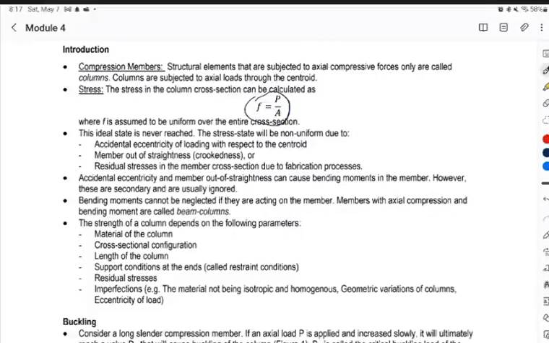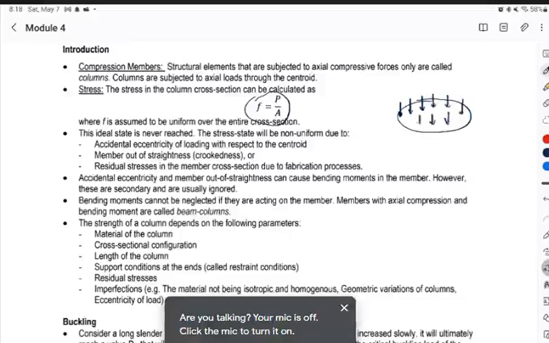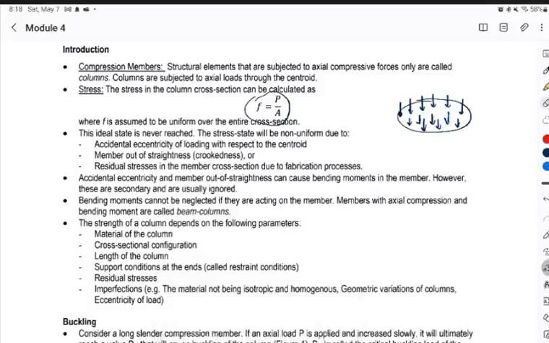Here, F is assumed to be uniform over the entire cross-section. It is an assumption that the compressive stress induced by loads is uniform all throughout the cross-section. This means that if this is our circular column, the stress is equally distributed over the whole cross-section, with the same intensity of pressure.